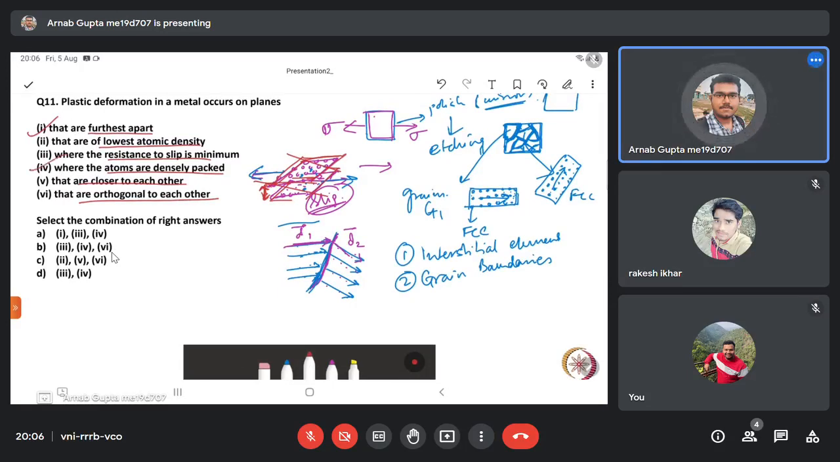Option 4 is correct, and also the planes where the resistance to slip is minimum. I have already mentioned these are the resistances to slip. Suppose we have fewer interstitial elements present in that plane. There the plastic deformation occurs in a more pronounced manner, because slip is more pronounced there. So 1, 3, and 4 are the correct options here.